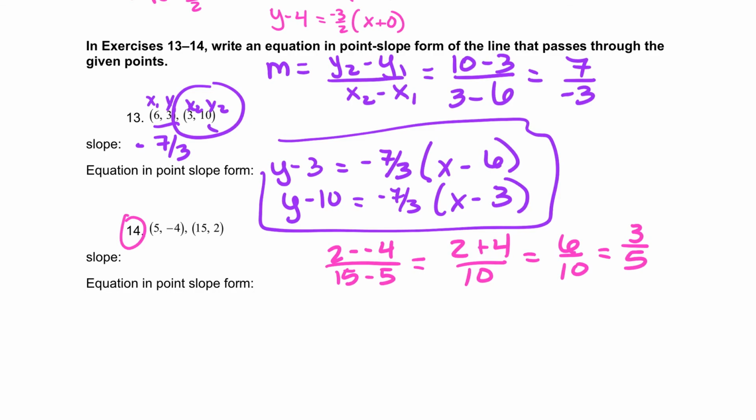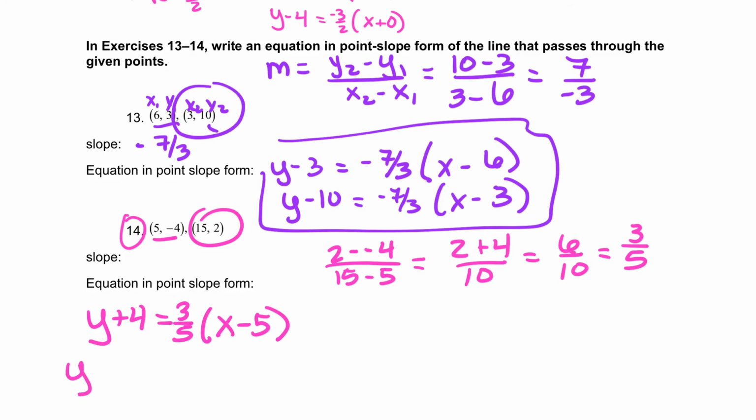So the equation, let's start with this point, would be y plus 4 is equal to 3 over 5 times x minus 5. If I chose that point, it would be y minus 2 is equal to 3 over 5 times x minus 15. Two different equations talking about the exact same line.